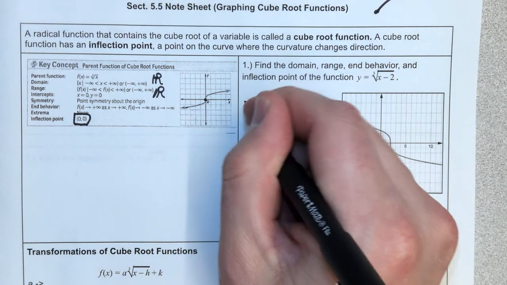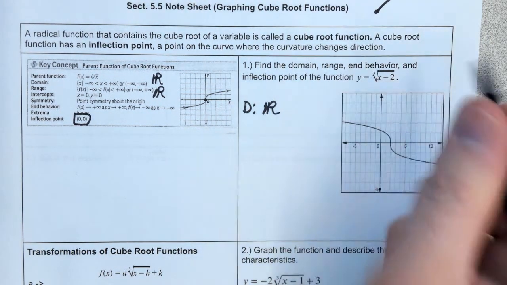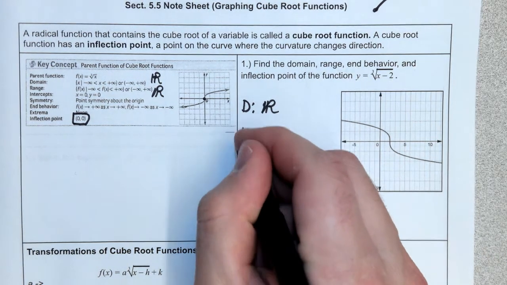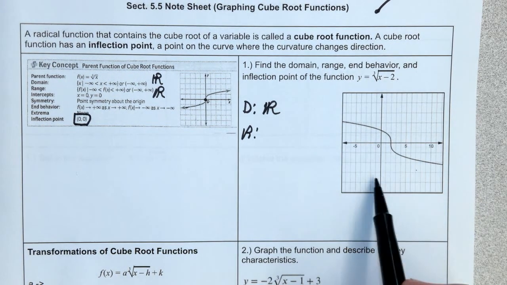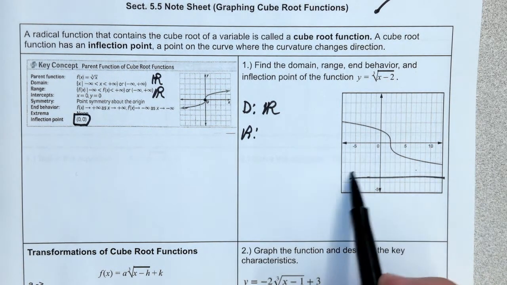Let's analyze everything. The domain is going to be all real numbers. No question. It's going to go forever to the left and to the right. The range, same thing. Now, you might look at this graph and be like, well, this value right here is not in the range, right?